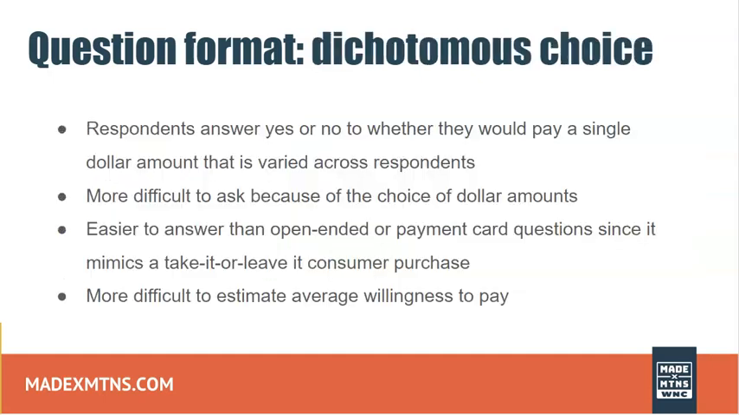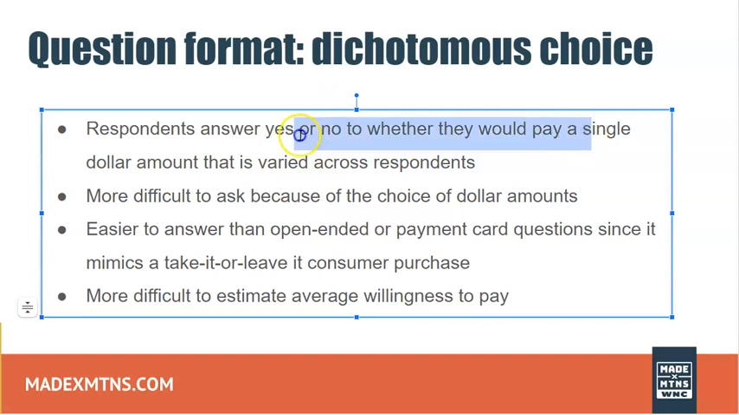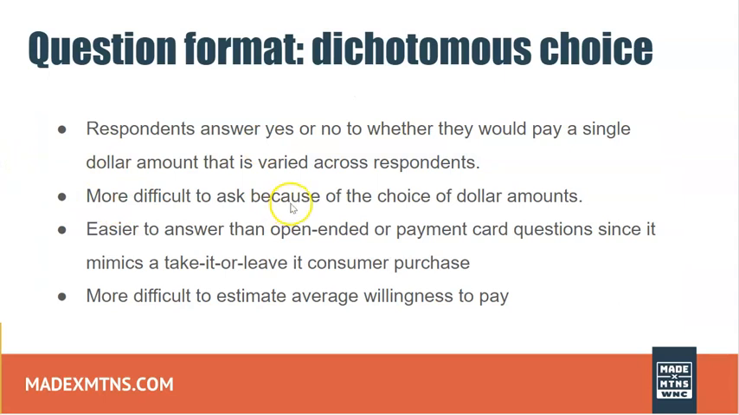Okay, but around about the 80s, somewhere in the 80s, the dichotomous choice question began to be favored. So with a dichotomous choice, respondents answer yes or no to whether they would pay a single dollar amount that is varied across respondents. So every survey respondent gets a different dollar amount, and they react to that dollar amount. Okay, the question is more difficult to ask because you need to be able to insert random dollar amounts into each question.